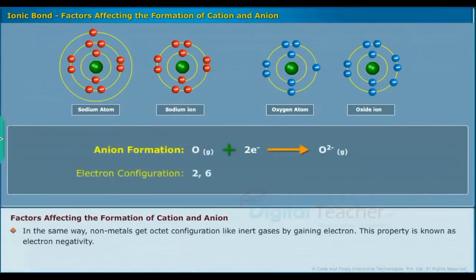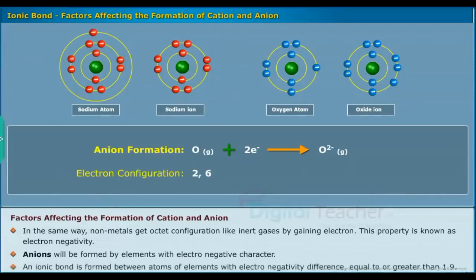In the same way, non-metals get octet configuration like inert gases by gaining electrons. This property is known as electronegativity. Anions will be formed by elements with electronegative character. An ionic bond is formed between atoms of elements with an electronegativity difference equal to or greater than 1.9.